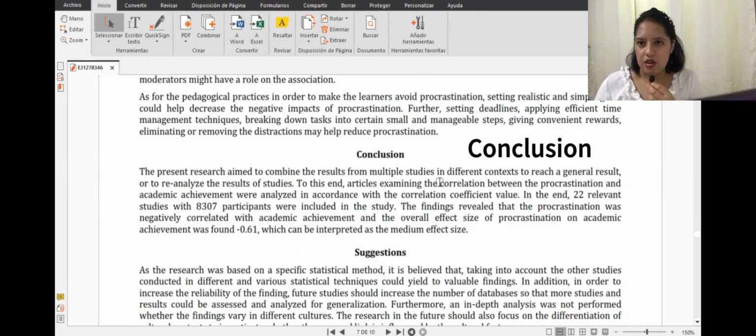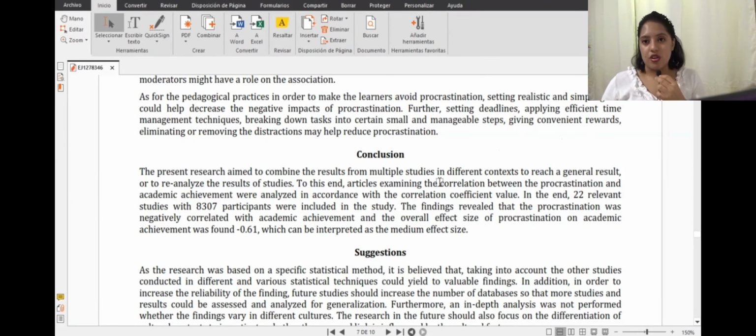What are the conclusions? The conclusions should be in the last part of the article. The conclusions are just a brief summary of all the investigation of the article, the data collected, the method that they used. It's a conclusion about the whole article.